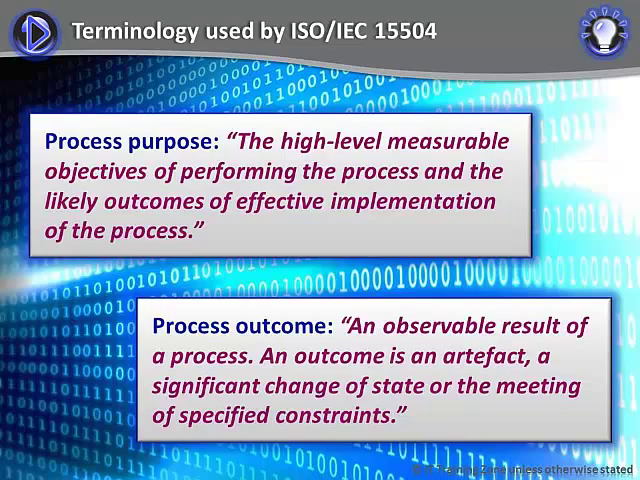Now let's look at some terminology used by ISO 15504. Process purpose. The high-level measurable objectives of performing the process and the likely outcomes of effective implementation of the process. You'll remember from Module 3, Lesson 2, that the definition of each process includes a statement of its purpose. Process outcome. An observable result of a process. An outcome is an artifact, a significant change of state, or the meeting of specified constraints. In the case of COBIT 5, these are the process goals.